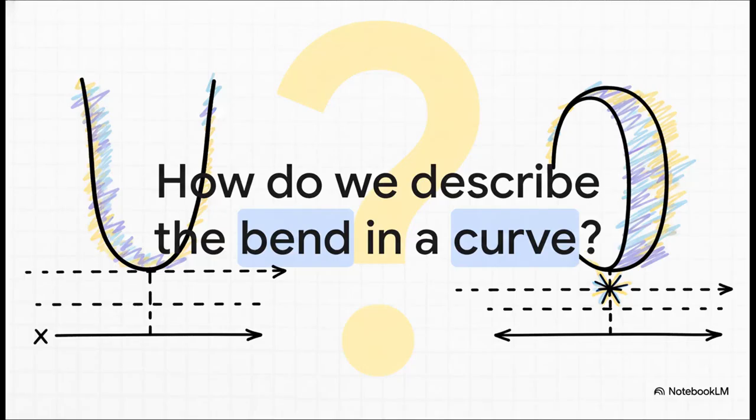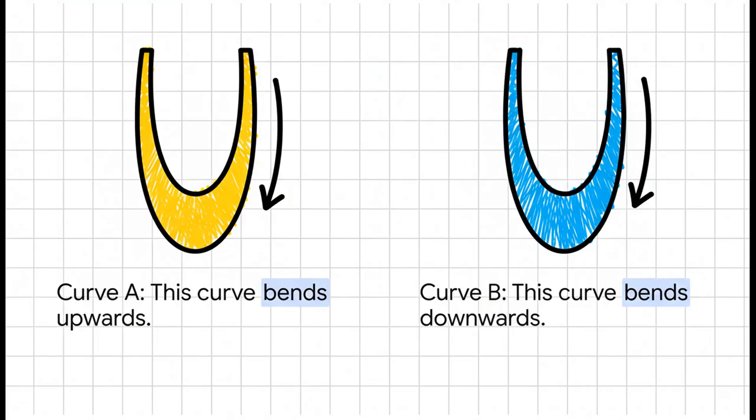And this right here, this is the big question for today. How do we take that gut feeling we have about a bend and actually describe it with some real mathematical precision? Just take a look at these two curves. Sure, they're both increasing on one side and decreasing on the other, but they are so obviously bending in completely opposite ways. Curve A opens upwards, and curve B opens downwards. We need a formal language for this difference.